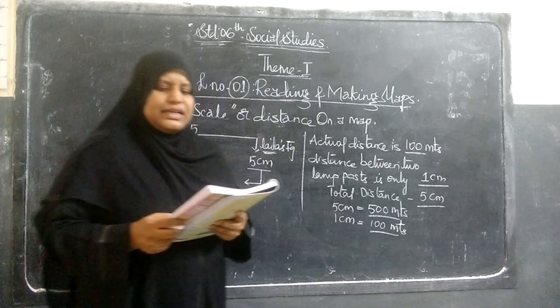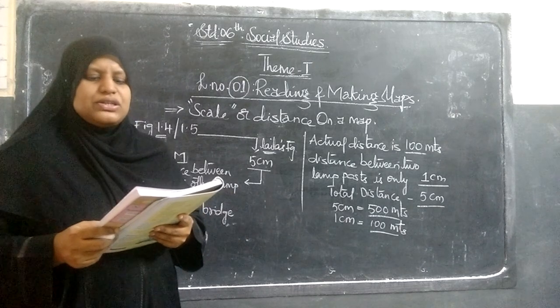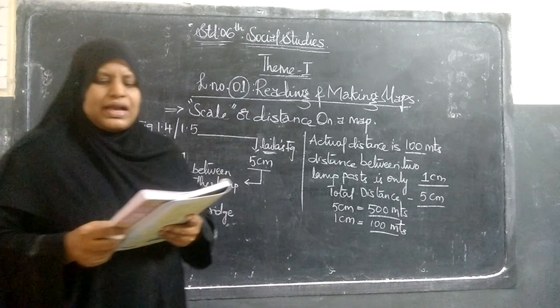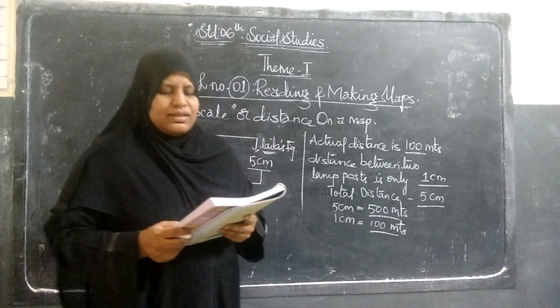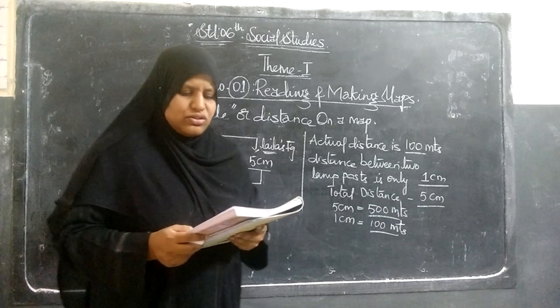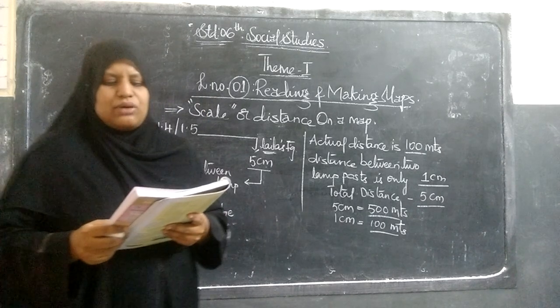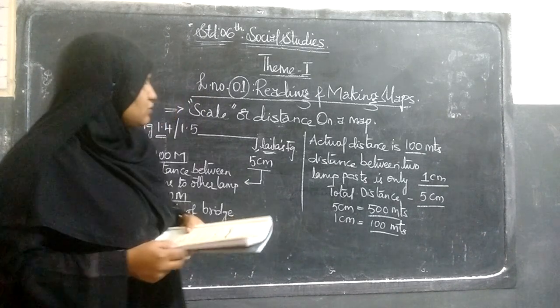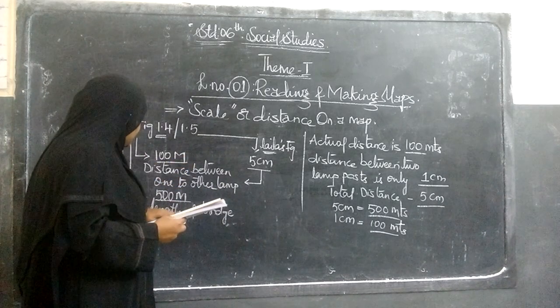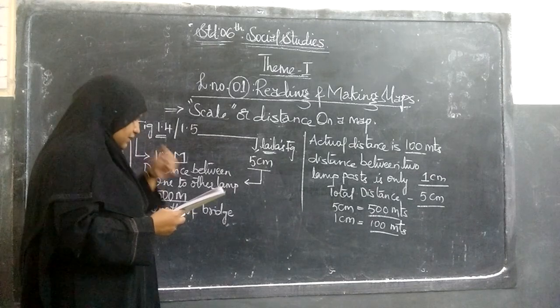Statement scale. Here the scale is stated in words, like 1 centimeter to 1 kilometer, a simple statement. As for the simple statement scale, we know that if we measure 1 centimeter as the distance between two places on the map, the real distance on the ground is 1 kilometer. So this is the actual figure of 100 meters and 100 centimeters.